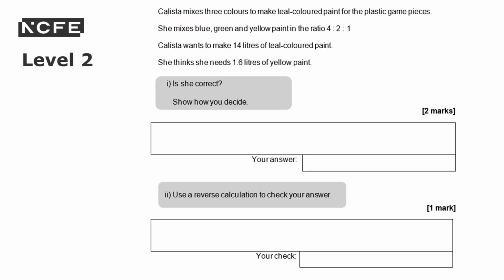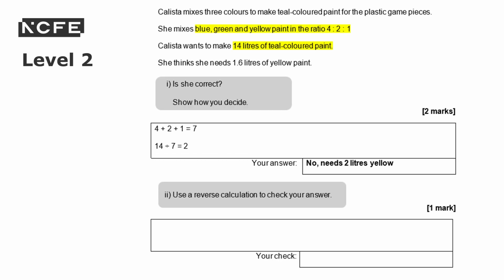Okay, here's a level 2 example. Callista mixes 3 colours to make teal coloured paint for the plastic game pieces. She mixes blue, green and yellow paint in the ratio 4:2:1. Callista wants to make 14 litres of teal coloured paint. She thinks she needs 1.6 litres of yellow paint. Is she correct? Show how you decide. 2 marks available. Let's see.